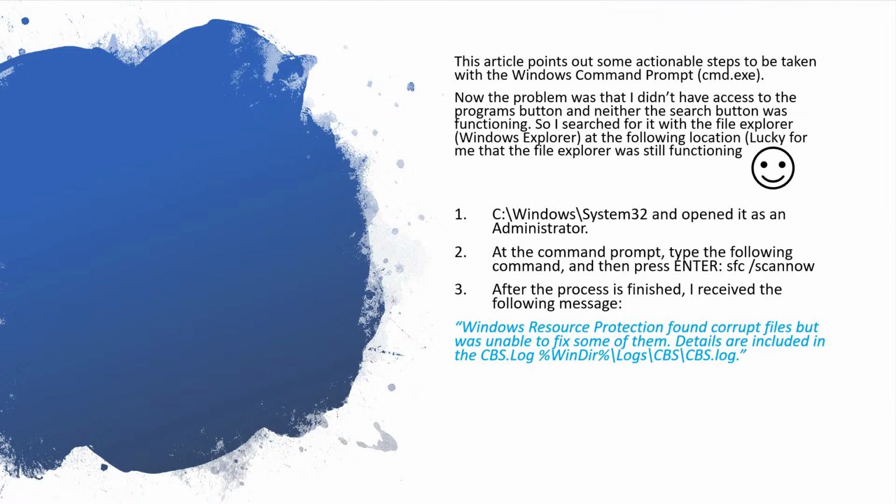Now at the command prompt, you have to type the following command, which is sfc /scannow, one word, SCANNOW. SFC is the System File Checker. After the process finished, I received the following message, as you can see on the screen: Windows Resource Protection found corrupt files but was unable to fix some of them. Details are included in the CBS.log in your Windows directory, which in my case was C:\Windows\System32, in the Logs\CBS directory.